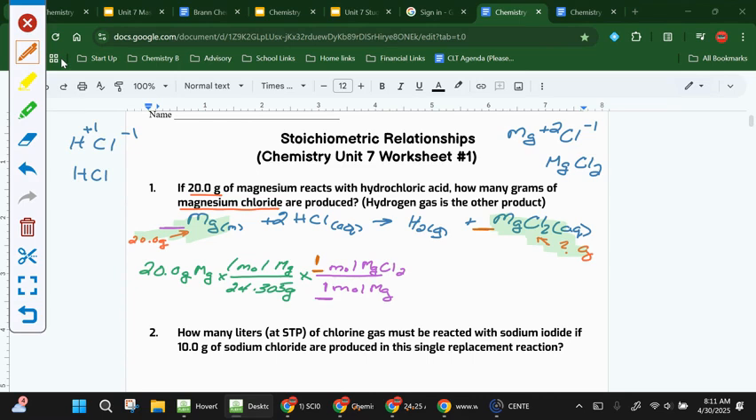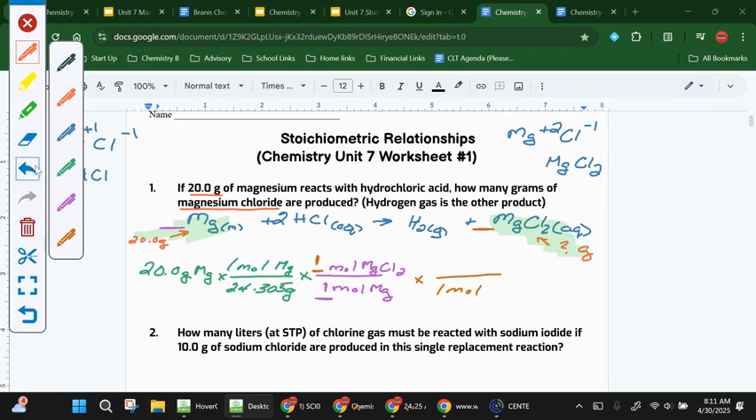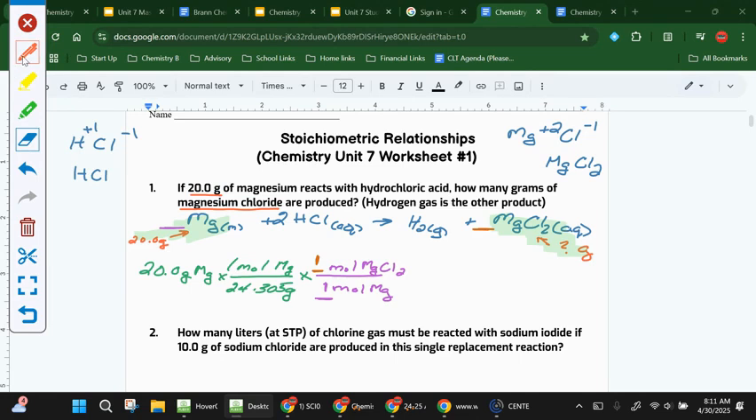All right. Now, the last step is to report out in your final unit. What final unit does it want? Grams. So we are going to take this and multiply it by what? Formula mass. But it is now the formula mass of magnesium chloride.